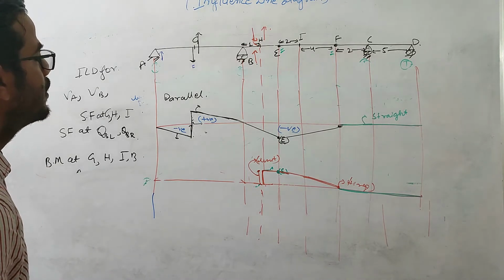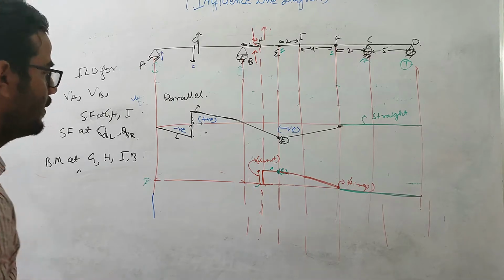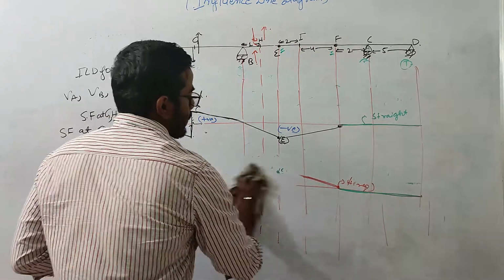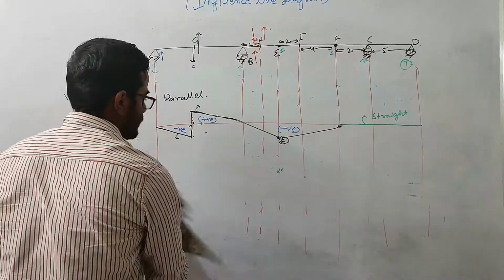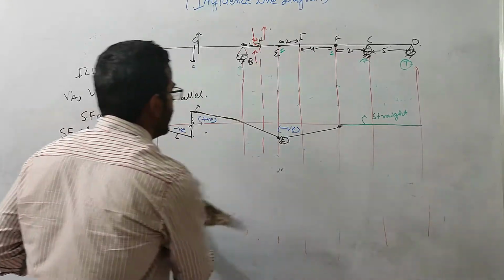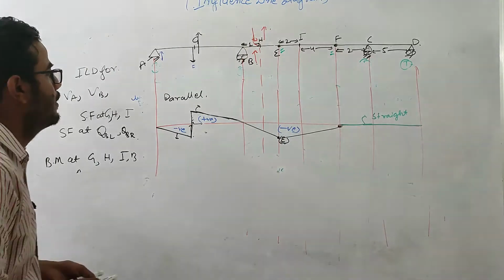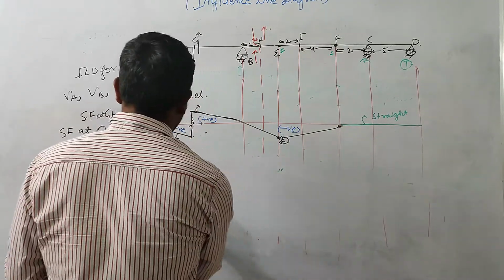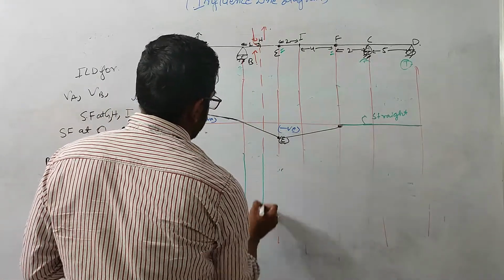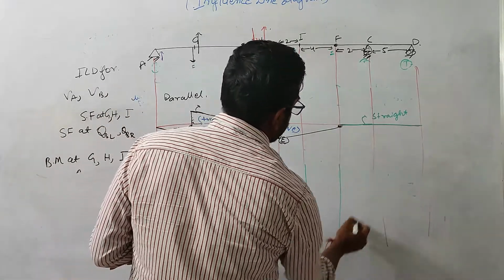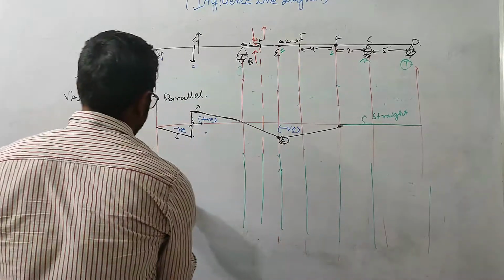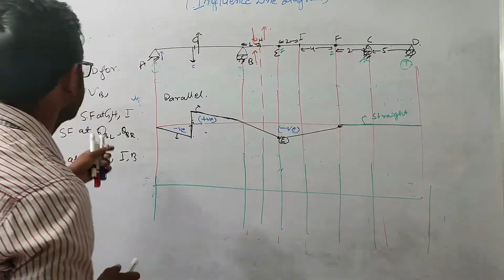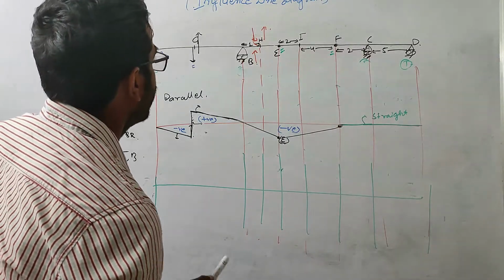Now we'll see what the shear force at point I will be. The ordinate values you can find with the help of similar triangles. It's not a big deal. Now we need to find the ILD for the shear force at point I.